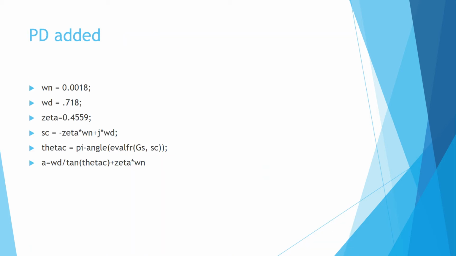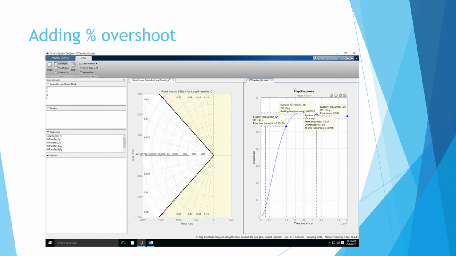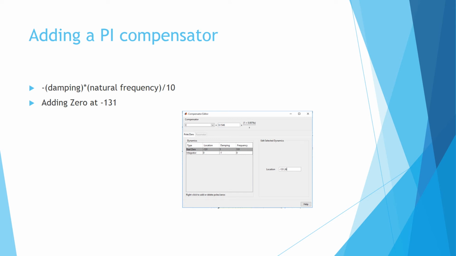The PD was added into the MATLAB code, where the values were found using a 4% overshoot. I added grids to both the graphs, and I added a 4% overshoot. I then dragged the pink dots to the boundary line, so that I could get the damping and natural frequency values. My steady state error had not reached 0 yet, so I added a PI compensator. To do this, I took negative damping times natural frequency divided by 10, and this gave me a 0 at negative 131, so I added this in.